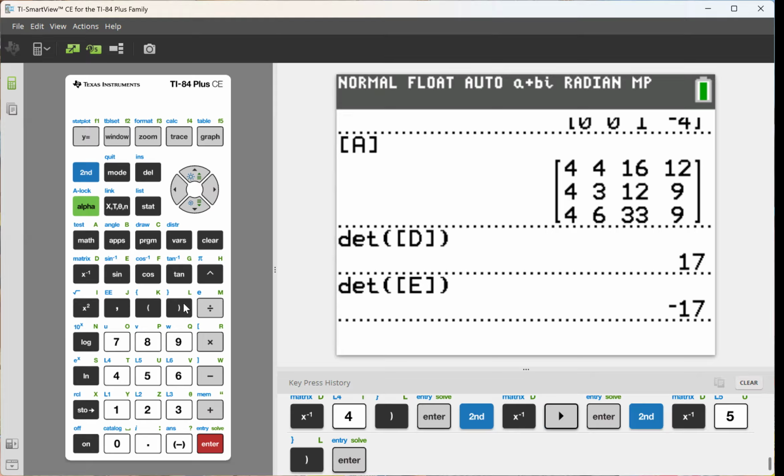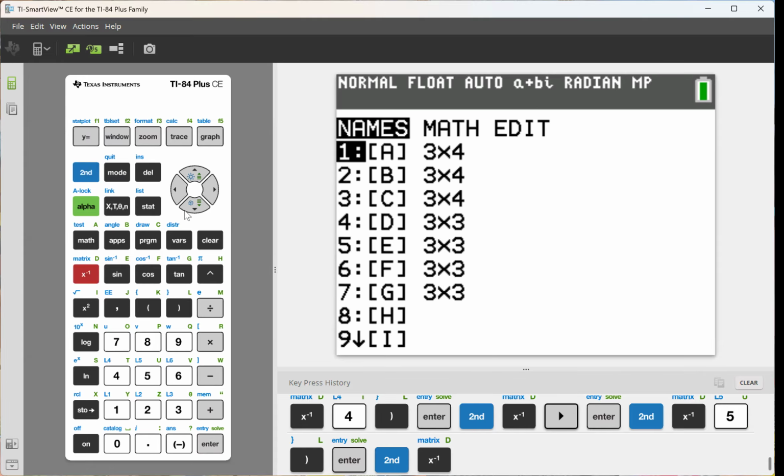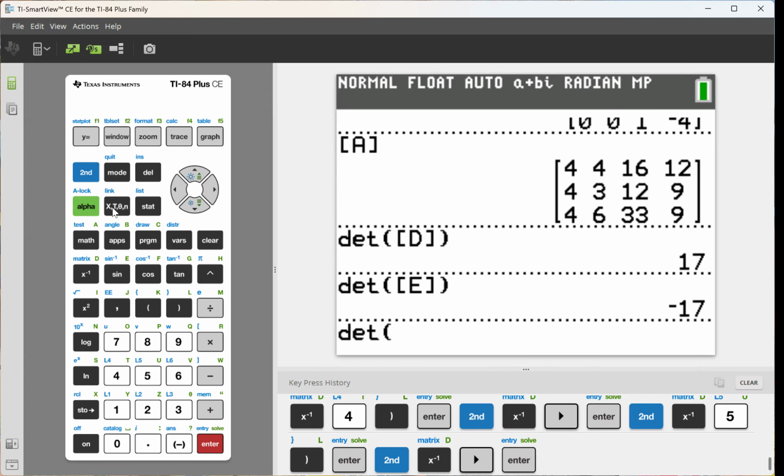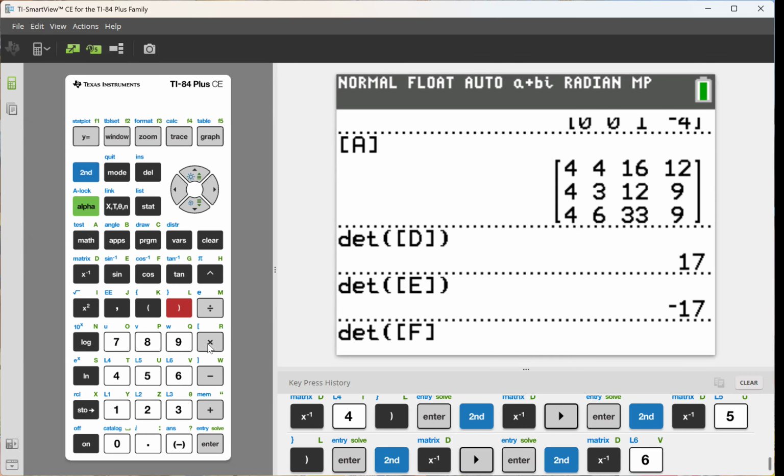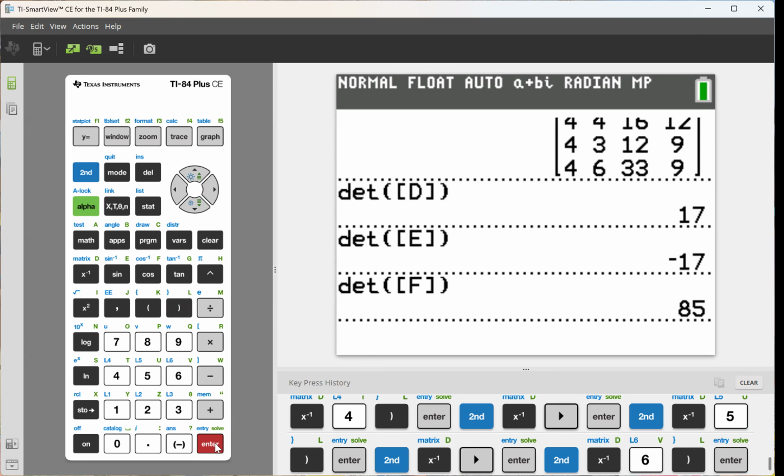And then we're going to find the determinant of F. So go back into our matrix menu, go to the math menu. Determinant is number 1. We're going to find the determinant of F. Go back into the matrix menu. F is number 6. That is 85. So I'm going to write that down.